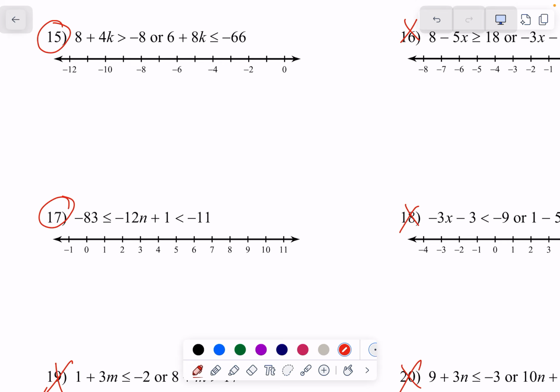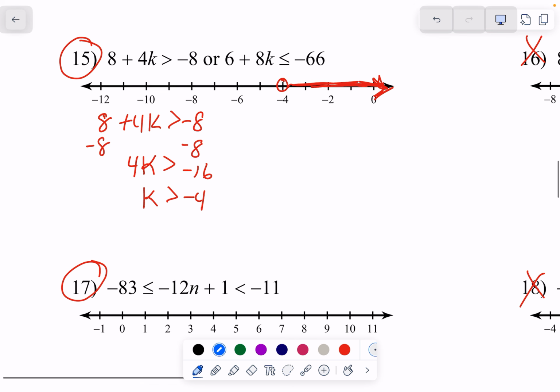So our first piece here, I would probably subtract 8 from both sides. Get that 4k is greater than negative 16. Divide off the 4, so k is greater than negative 4. Go to your graph paper, put your open circle at negative 4, and shade to the right. Okay, so whatever you get, you just put on the graph paper. You don't have to think much when it's an or, when it is a union of two separate inequalities. You just solve them.